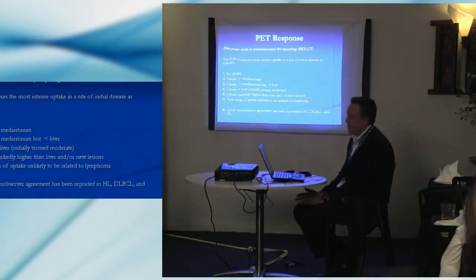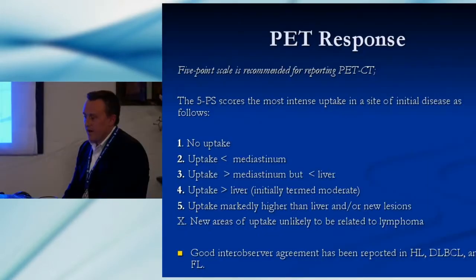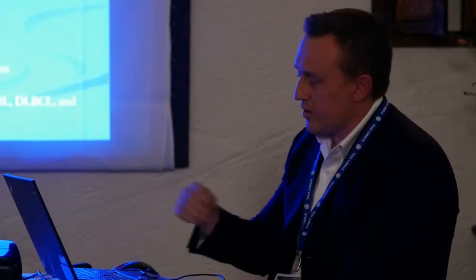So the 5-point scale scores the most intense uptake in a site of initial disease as follows. Number 1 being no uptake, number 2 being uptake less than mediastinum, 3 between mediastinum and liver, and 4 uptake more than liver. Initially that was termed as moderate uptake. 5 being uptake markedly higher than liver and or new lesions, and X designating new areas of uptake unlikely related. And it's been shown in several studies in Hodgkin's lymphoma, diffuse large B-cell and follicular lymphoma that you get good inter-observer agreement using this technique of reporting.